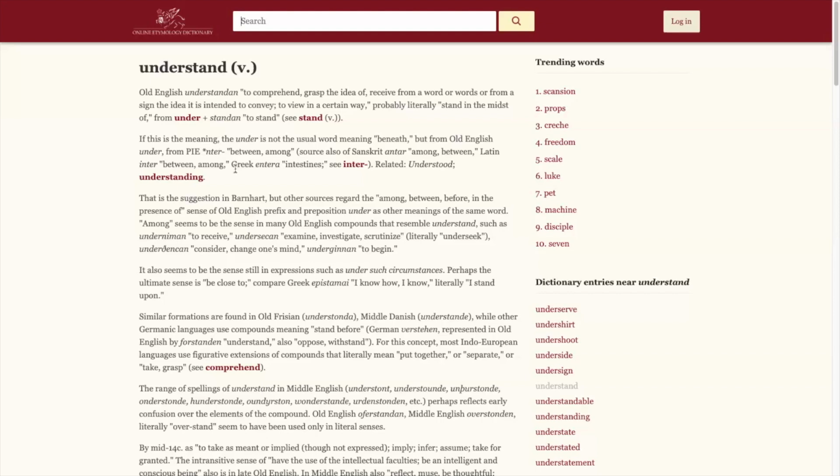What's interesting to me is that he goes on to say that if this is the meaning that we have, in the midst of, and not the usual meaning, like beneath, right?